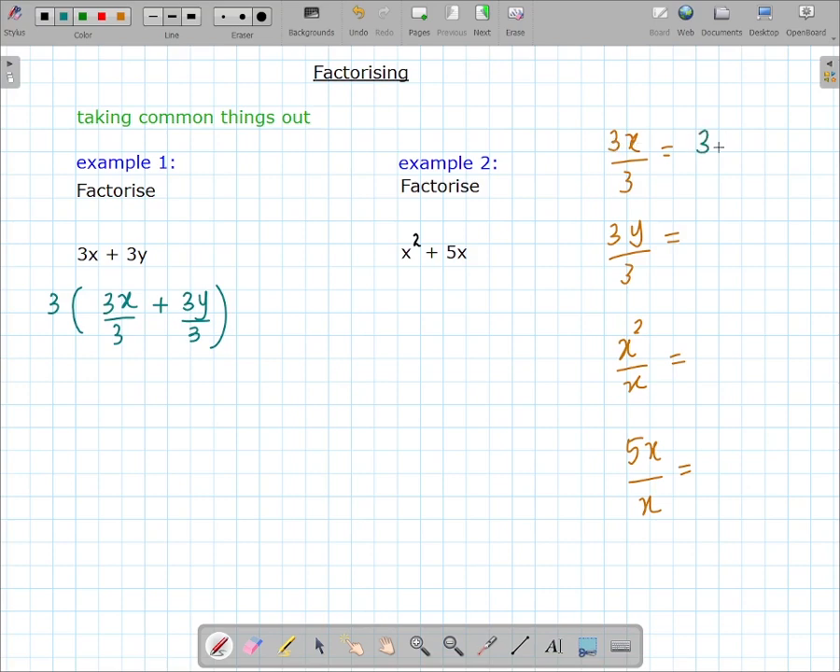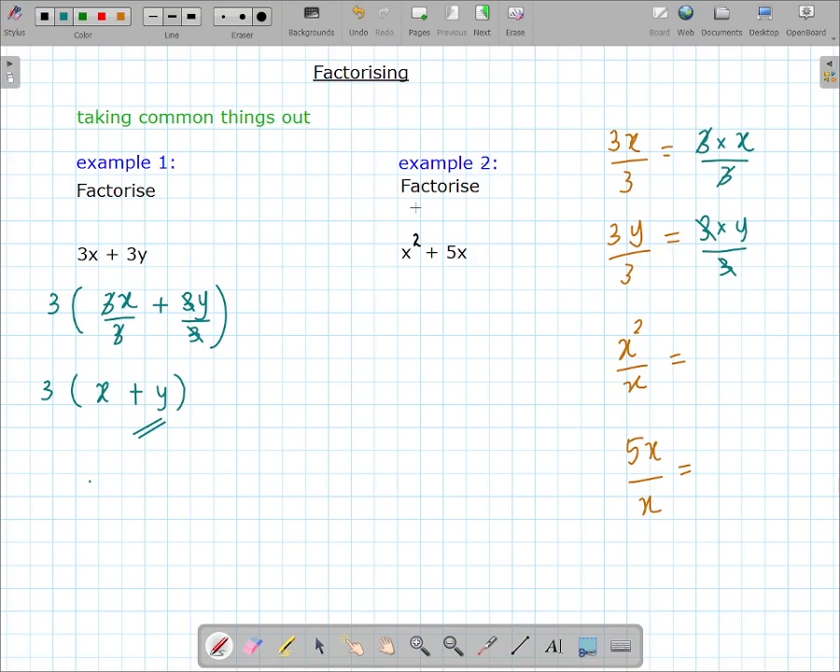3x means 3 times x divided by 3. 3 and 3 get cancelled, x remains. So I write here 3 open bracket, x, plus 3y over 3. 3y over 3 means 3 times y over 3. 3 and 3 get cancelled, y remains. So that's the answer, 3 times x plus y.